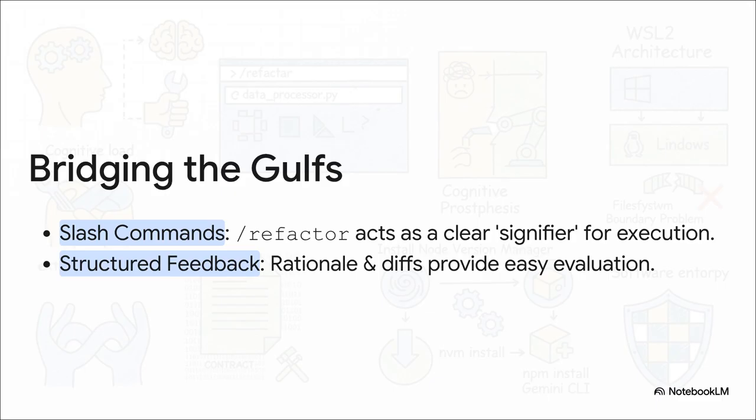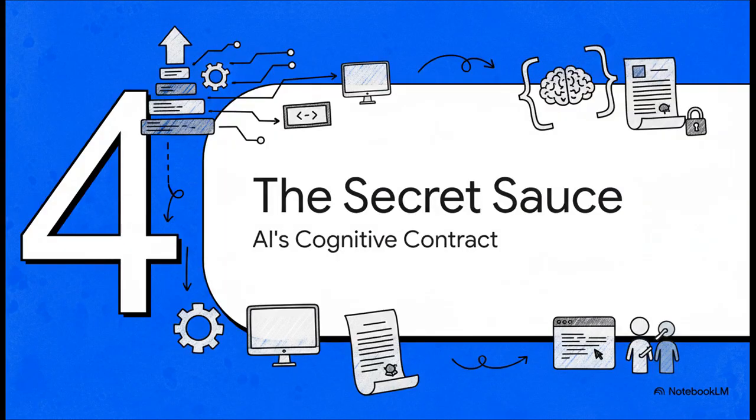And across the gulf of evaluation, you get structured feedback every time. A clear explanation of why it's doing something, followed by a simple code diff. There's just zero guesswork. But here's where things get really, really interesting. This is the secret sauce, what actually makes this AI principle aware. It's not just some clever prompt hidden under the hood. No, it's a formal, explicit agreement, a contract between you and the AI.